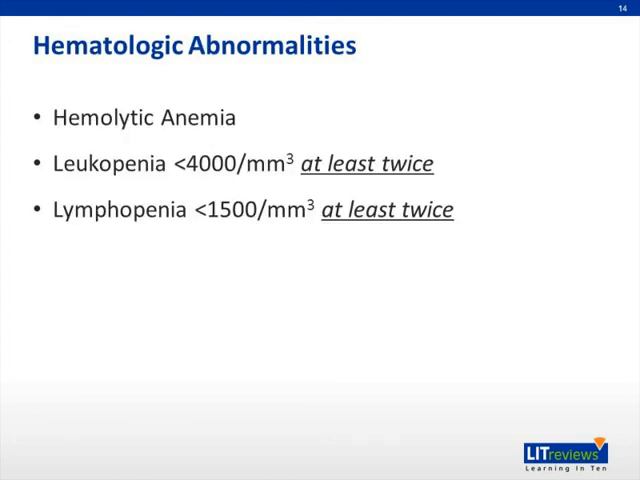Finally, while there are many different hematologic abnormalities in patients with SLE, only the following are part of the classification criteria. First, evidence of a microangiopathic hemolytic anemia, a white blood cell count less than 4,000 on 2 different occasions, and an absolute lymphocyte count less than 1,500, once again on 2 different occasions.